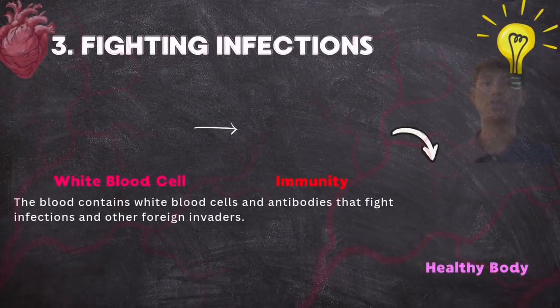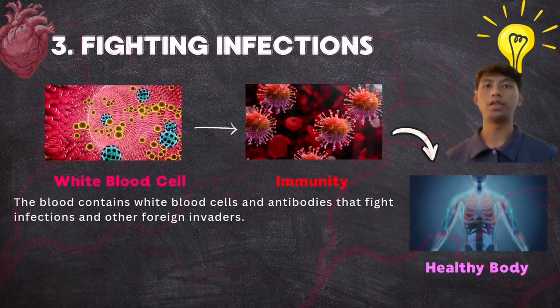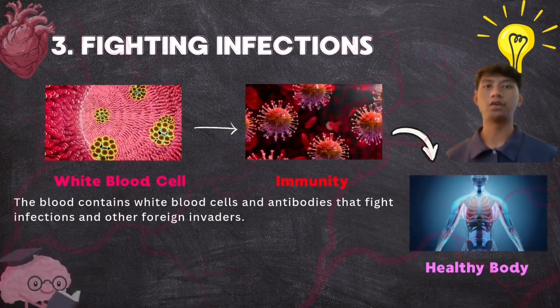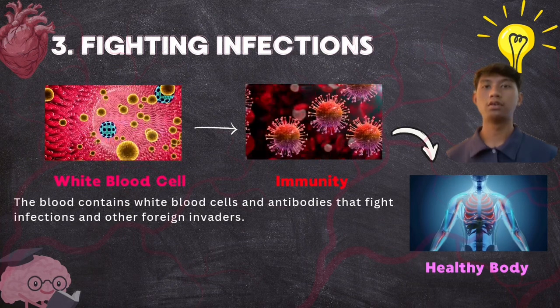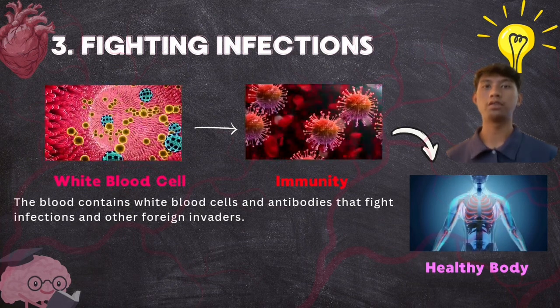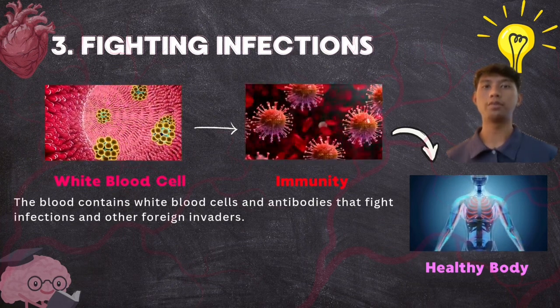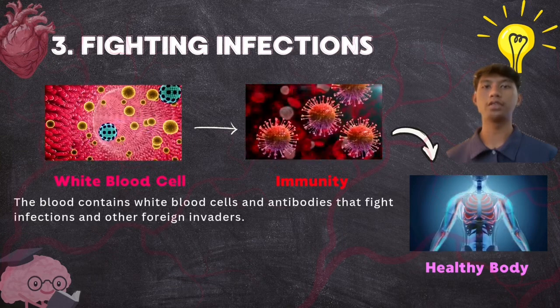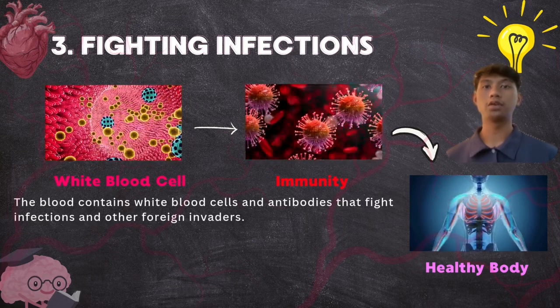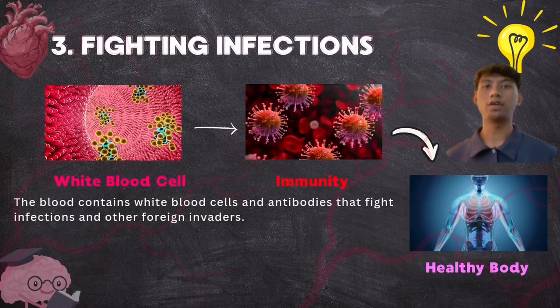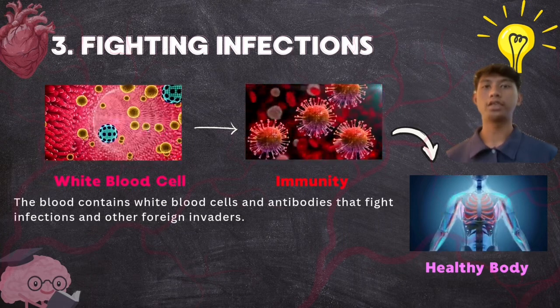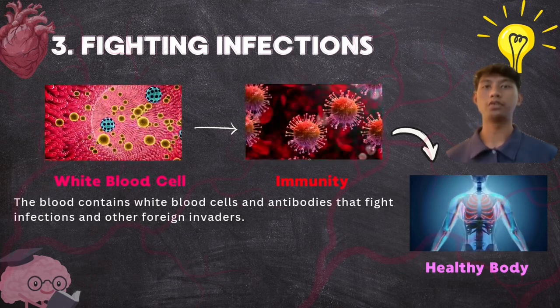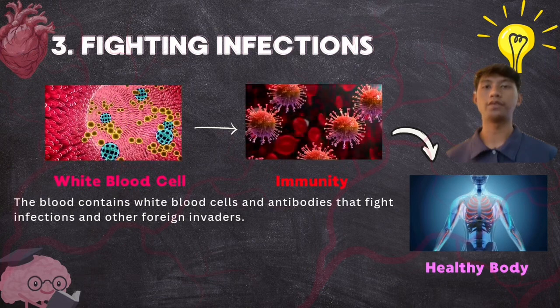Protection against disease. The blood contains white blood cells and antibodies that fight infection and other foreign invaders. Our body has a defense system called the immune system that protects us from germs, bacteria and viruses. The blood contains white blood cells that fight off infection. They can destroy germs, produce antibodies, and remember past infections.